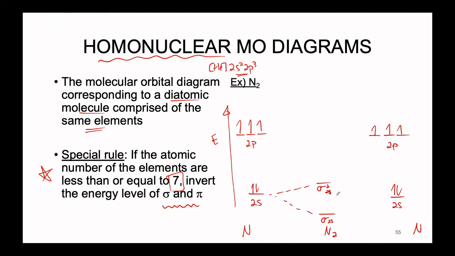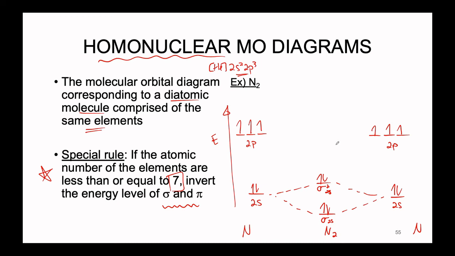So in our special rule, we don't have to invert anything here because when we combine 2s orbitals together, there is no pi. So there's no inversion that needs to happen here. We're going to add our 1, 2, 3, 4 electrons into this combination, 1, 2, 3, 4.